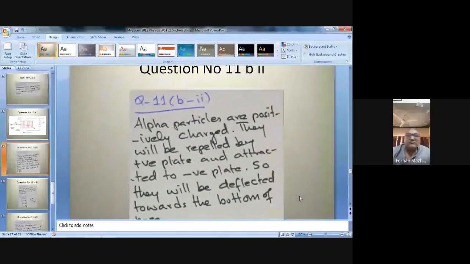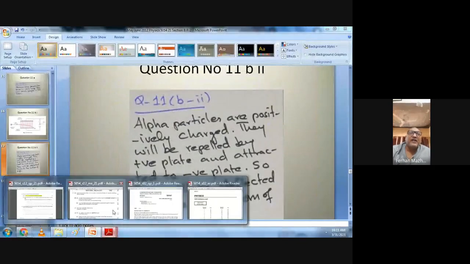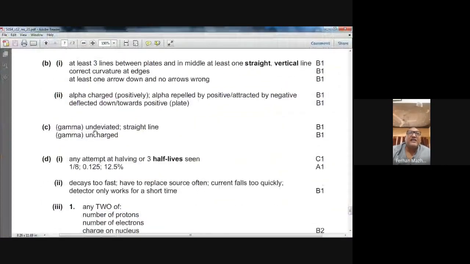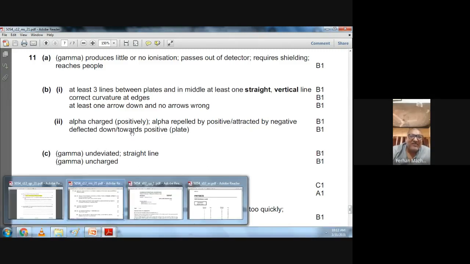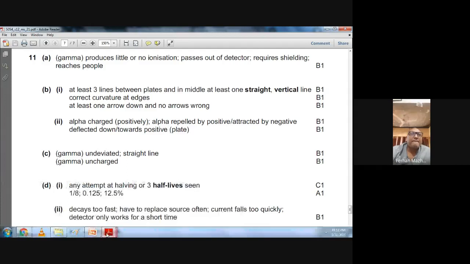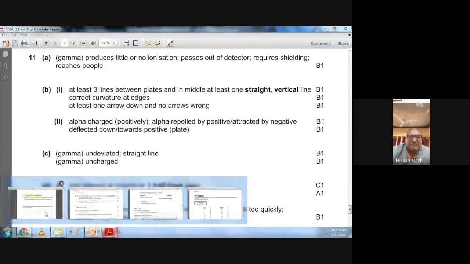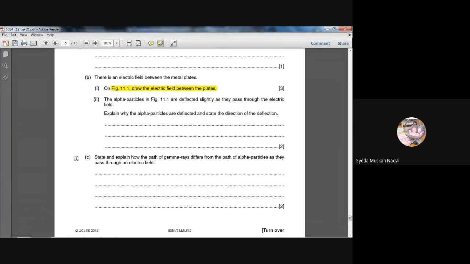Done, sir. Okay. So let's check the marking scheme. The marking scheme says alpha charged positively, alpha repelled by positive, attracted by the negative. 1 mark is for this. Deflected down towards the positive. Down. I don't know why he's writing towards the positive plate. They should have written towards the negative plate. Okay? Yes, sir. Let's move to the next part.